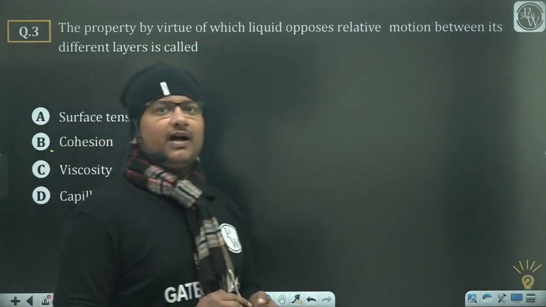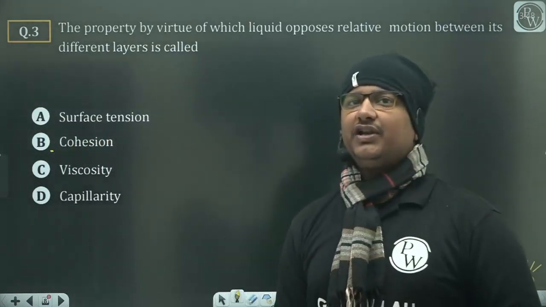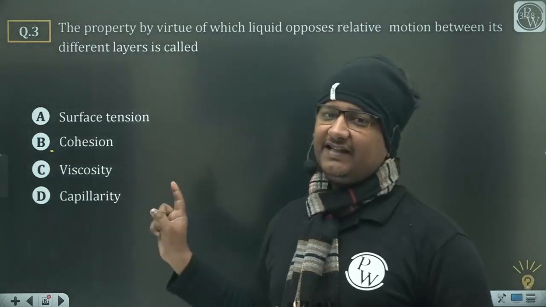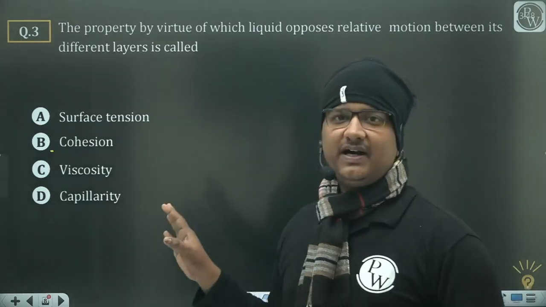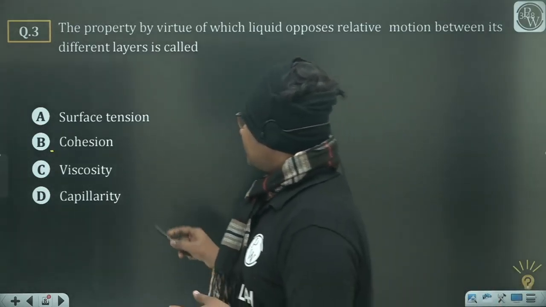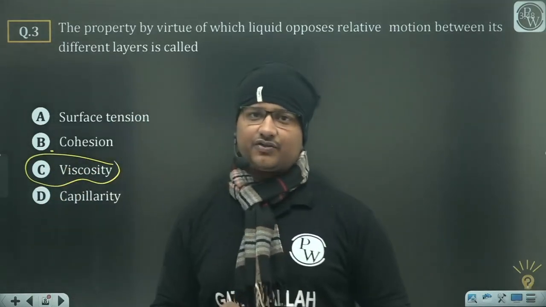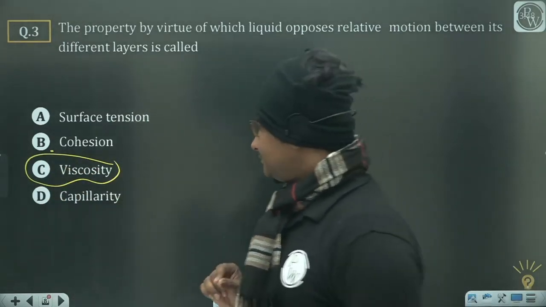Next question. The property by virtue of which a liquid opposes relative motion between its different layers is called. Again, this question is also from the viscosity part, which you have not studied till now. So the right answer will be viscosity. In detail, we will discuss this part when we discuss it in our classroom.